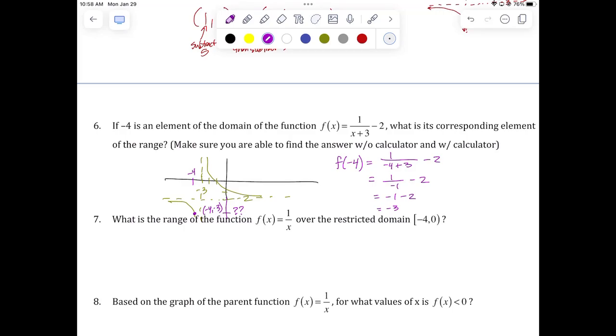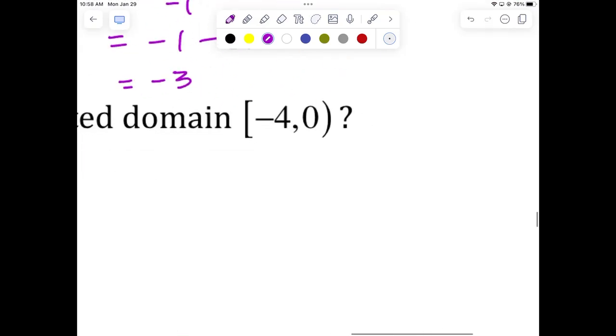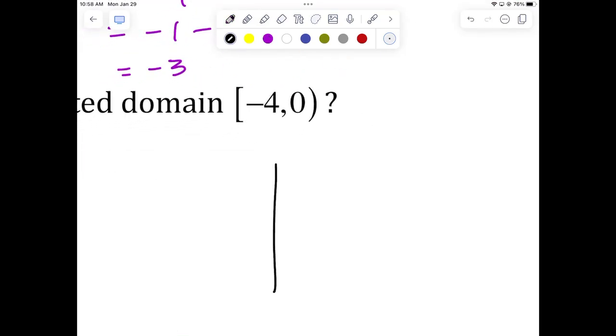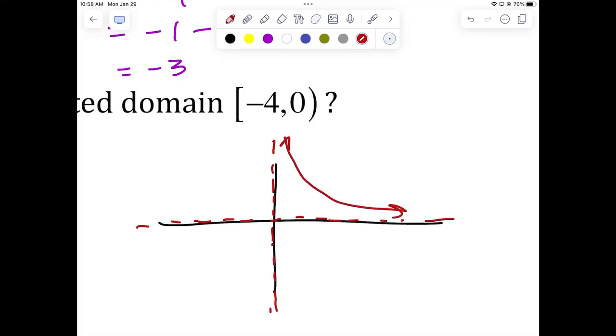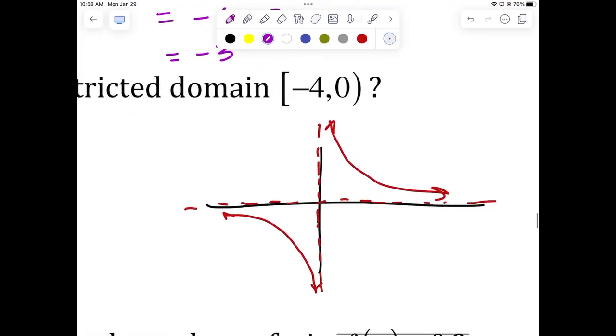Hey, speaking of plugging and chugging, we've had questions like example 7 before, and hopefully now we know how to answer them. What is the range of the function restricted over the interval from negative 4 to 0, inclusive with the 4 and not the 0? Okay, let's think about what the parent function 1 over x looks like. That's just the boring one, where the asymptotes are on the x and y axis. It lives here, and it lives here. And I want to know if I restrict the domain from negative 4 to 0 non-inclusive, what y values does this graph take on? Well, it's going to take on these purple y values right here.